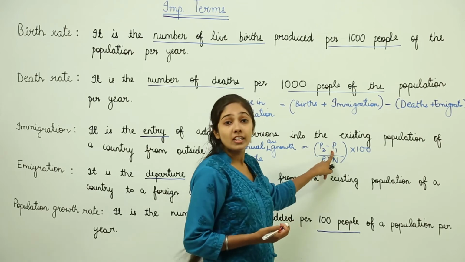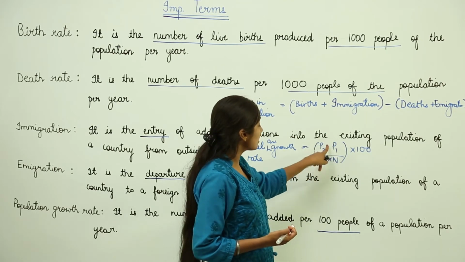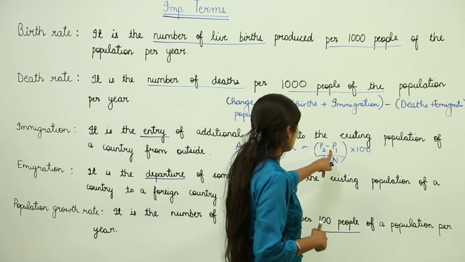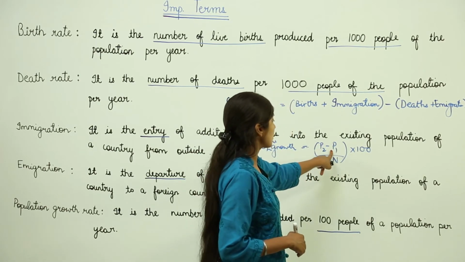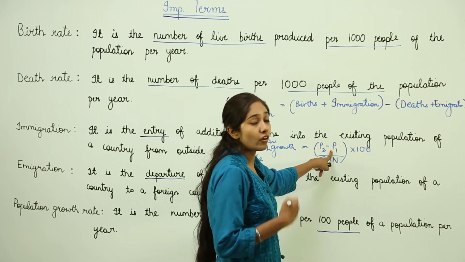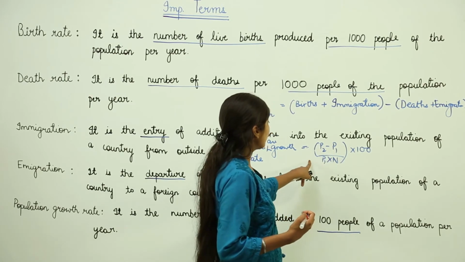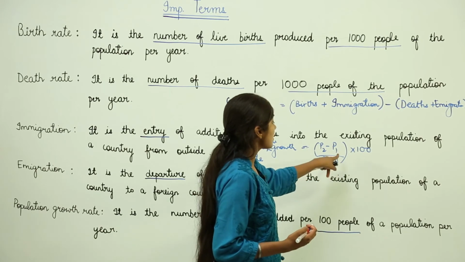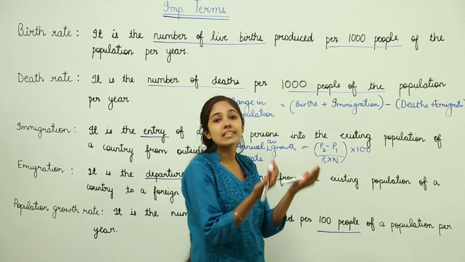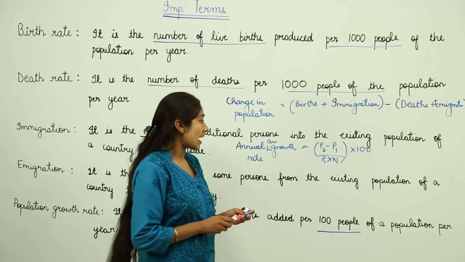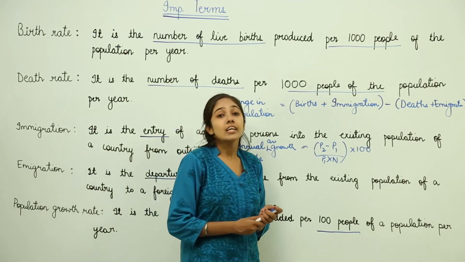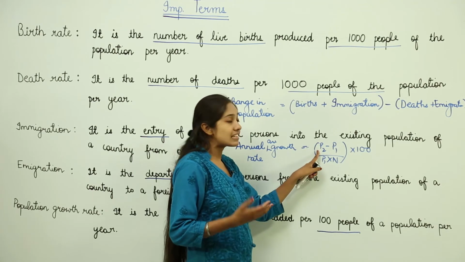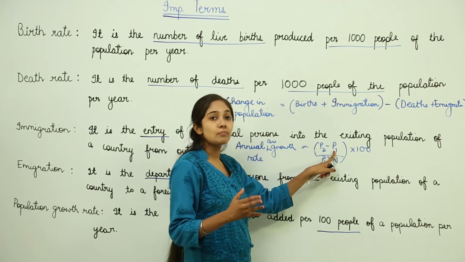What is P1? P1 is the population size according to the previous census, right? So this involves the population size according to the previous census. Then we have P1 again into N. Now what is this N? N is the number of years between these two census, because the population size that we are going to take over here is according to the census, right? So P2 is the present census, P1 is the previous census.